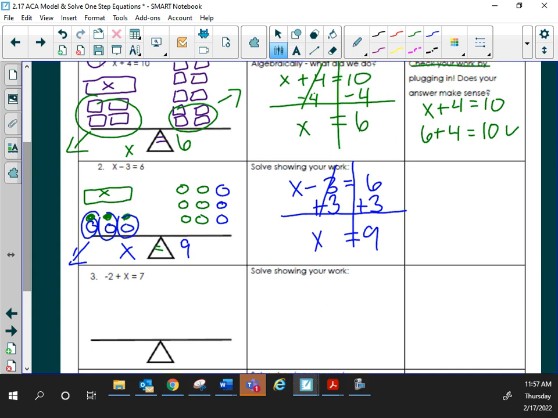Okay, when in doubt, solve it out. X minus 3 is equal to 6. And I think that x is equal to 9. 9 minus 3, does that equal 6?